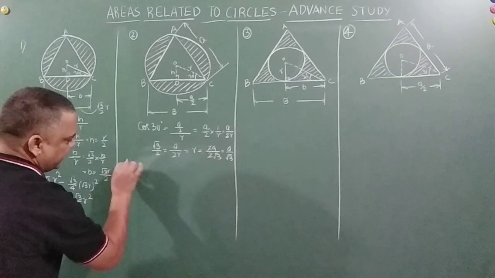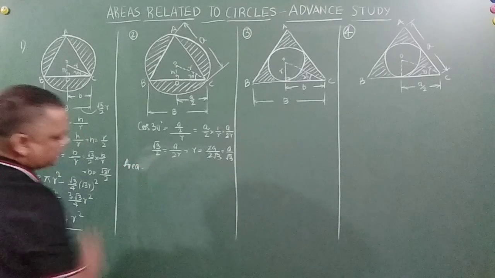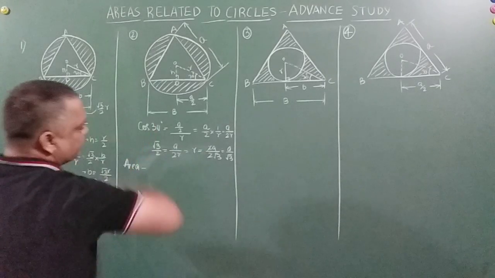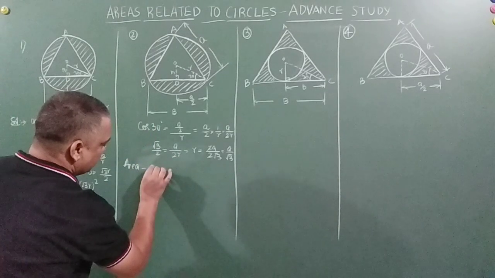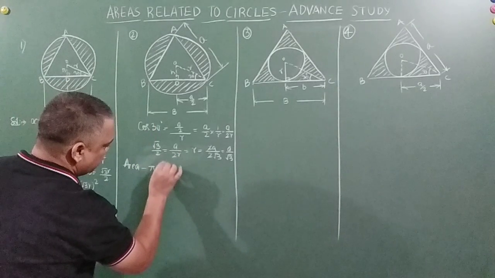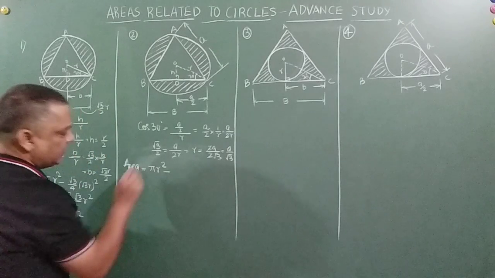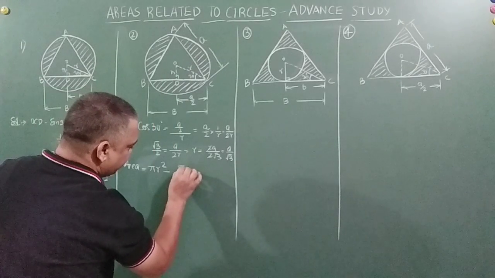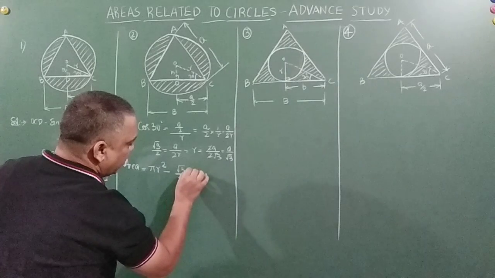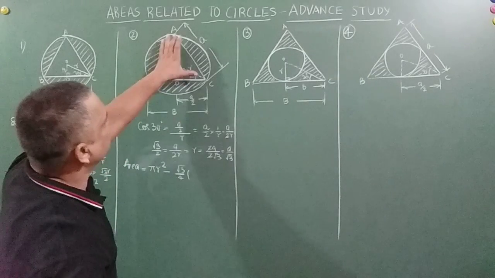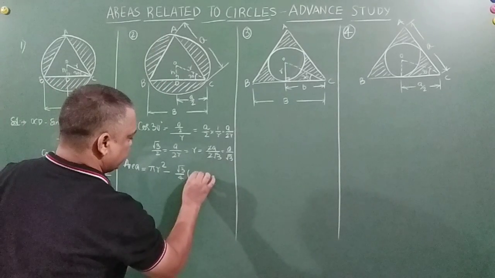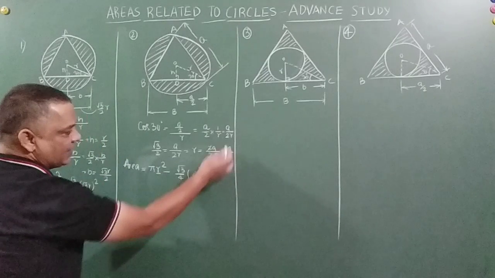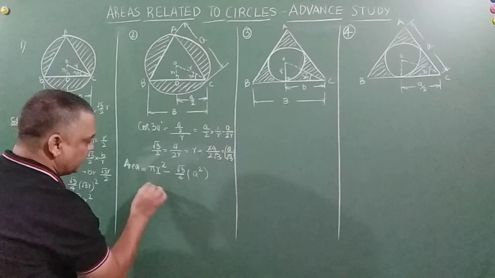I will just write the area here because of space constraint. So area will be nothing but area of the circle, that is equal to pi r square, minus area of the equilateral triangle, that is basically root 3 by 4 a square. And now what is a? A is nothing but a only here. Now this r I am going to replace in terms of a, that is this value.